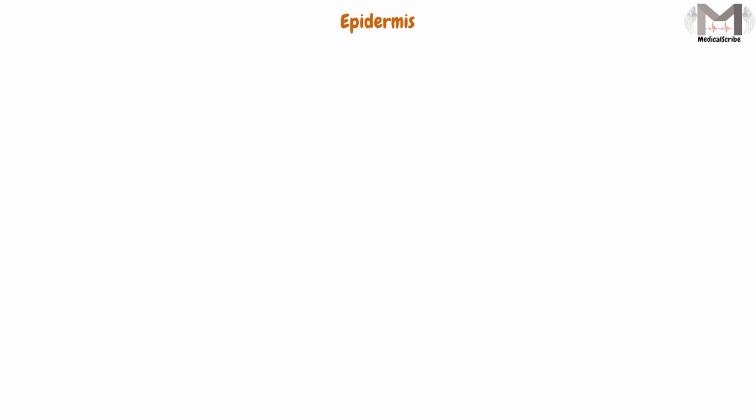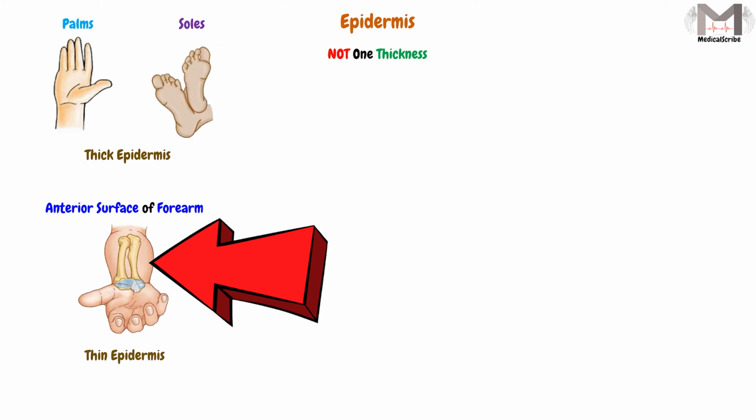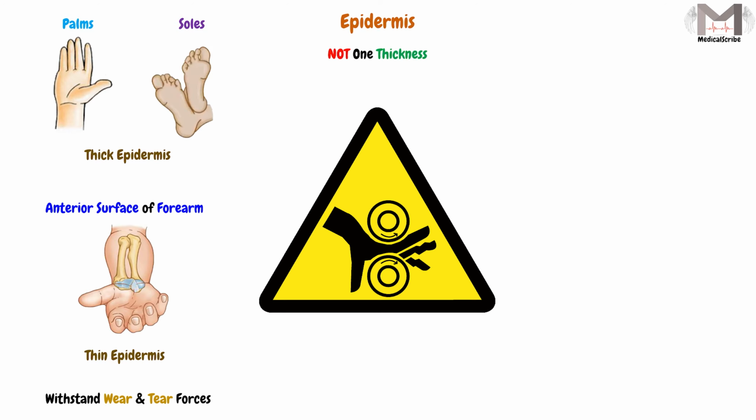And the epidermis also is not of one thickness. No, because there are regions in the body like the palms of the hand and soles of the feet. The epidermis in these regions will be thicker than the epidermis of other regions, like the epidermis of the anterior surface of the forearm. And this thickness will help the epidermis in these regions to withstand the wear and tear forces that act on it.